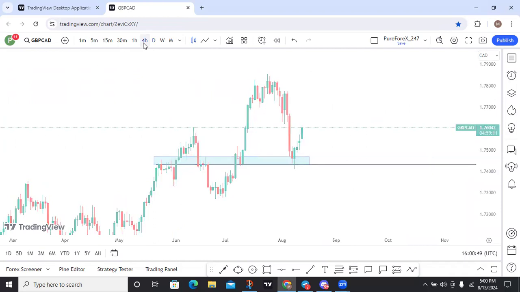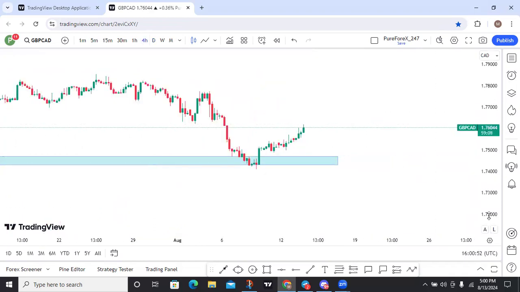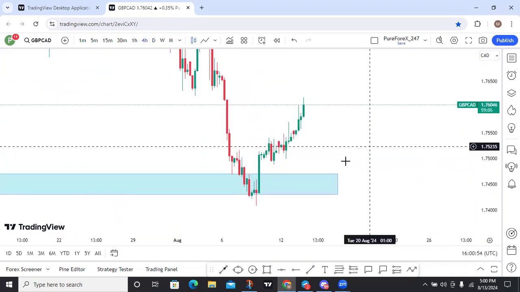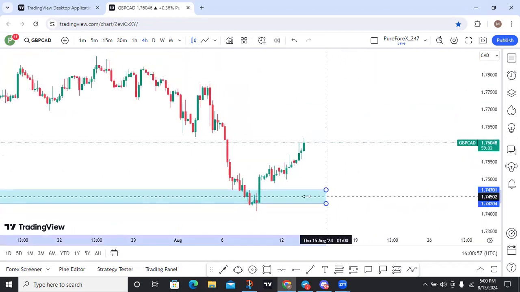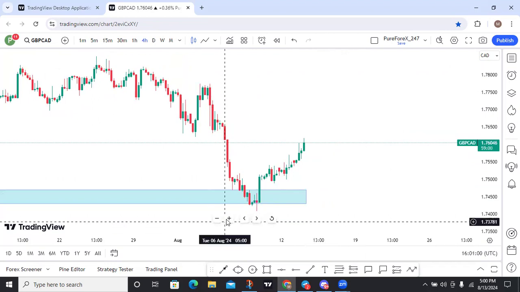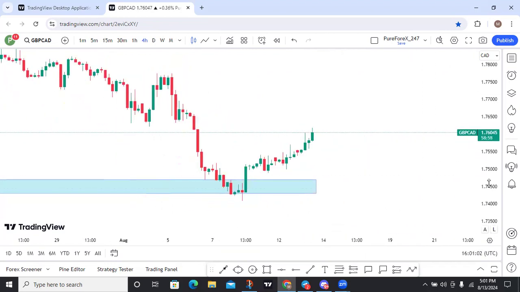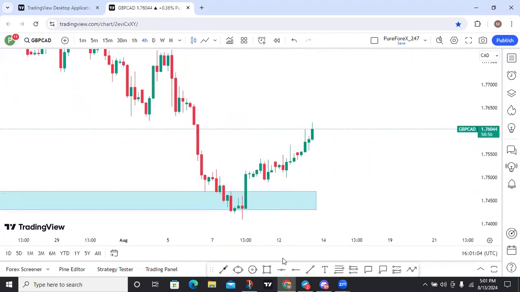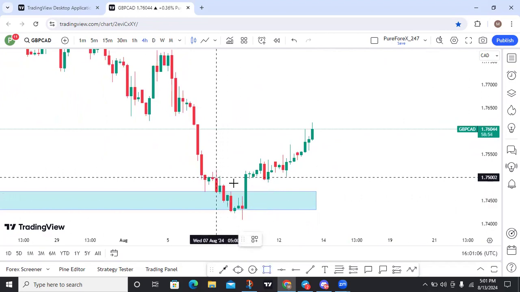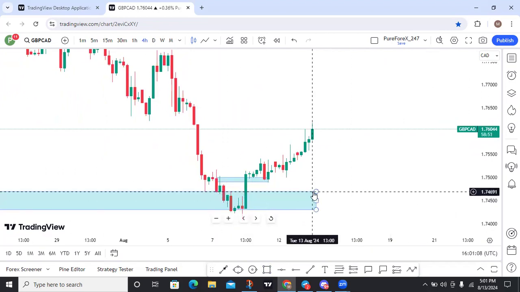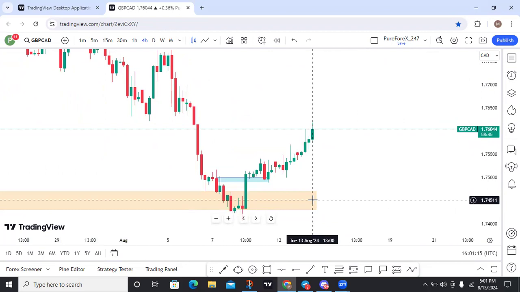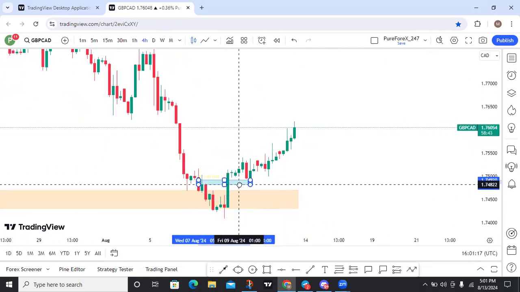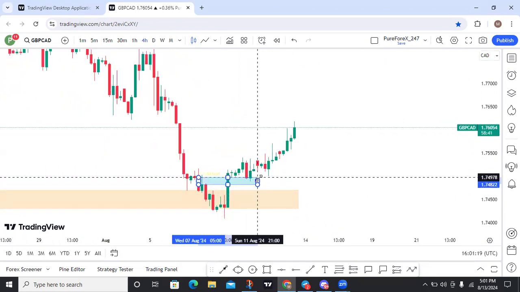From the H4, I think this one has already played out. So I think there is a confirmation here. Let me change this one. Yeah, I think, let me see. I think there's a blind spot here.